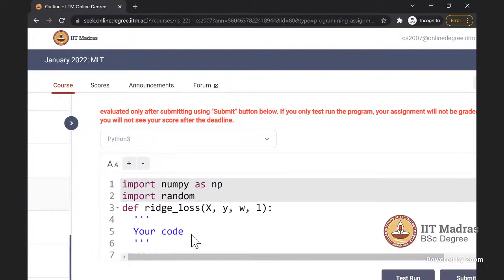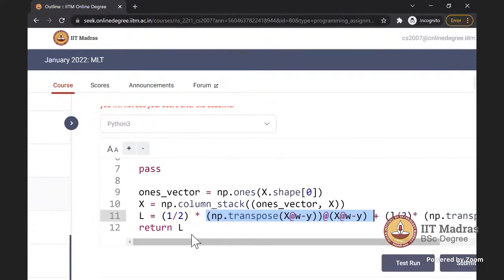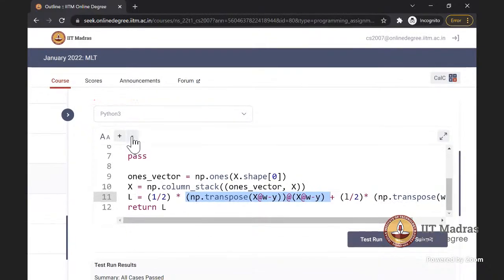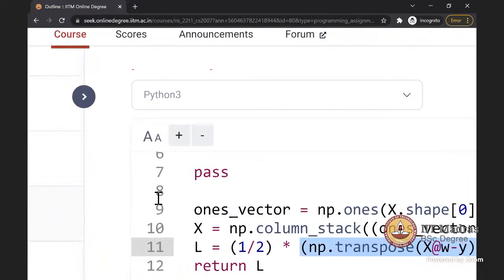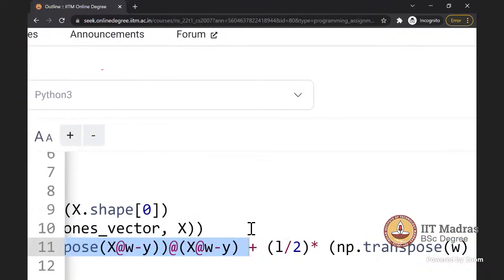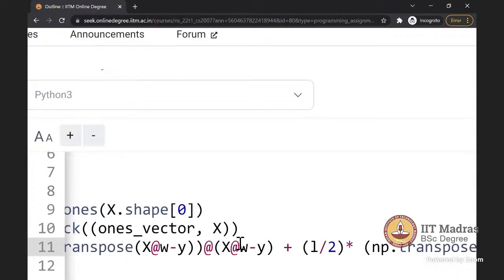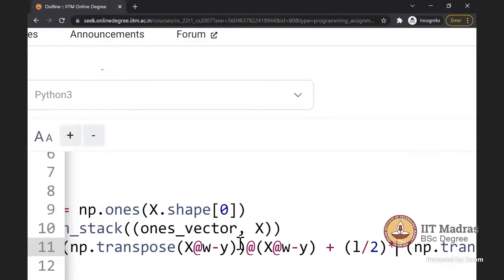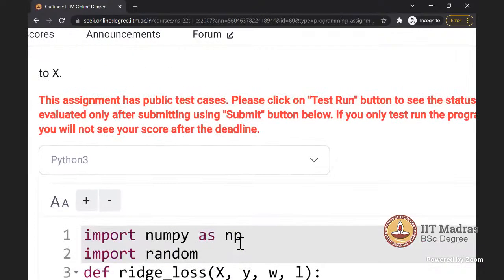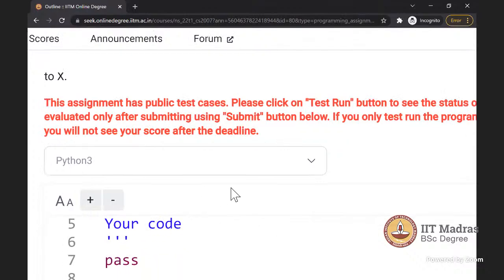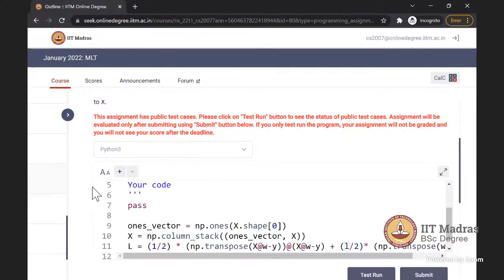I think there is something missing. Can anybody guess what is missing from this one? You have missed the regularization part. Absolutely. It has the same penalty term, but it does not have the lambda in it. It should have lambda in it. This is not 1. This is lambda. Okay, I think that's it.